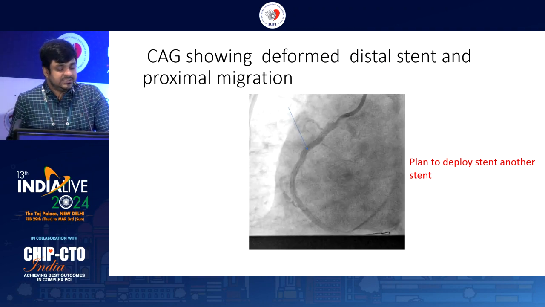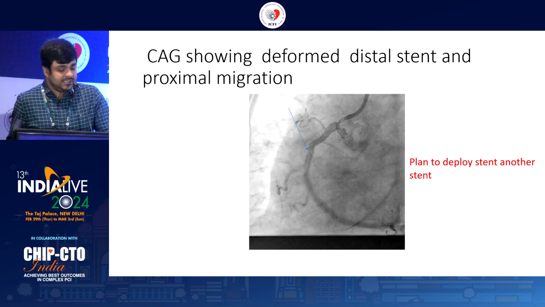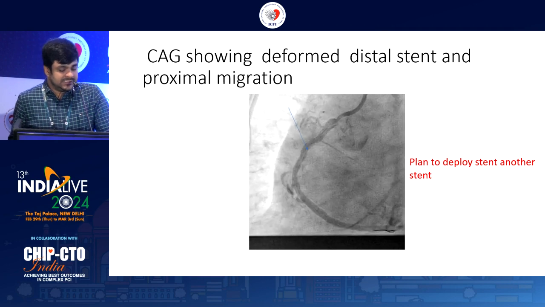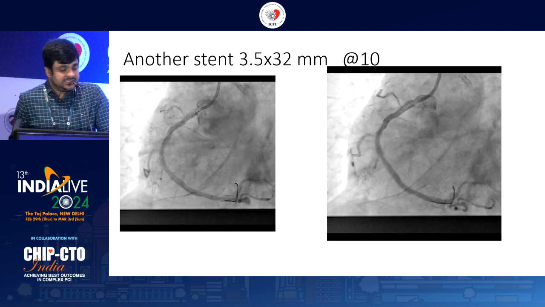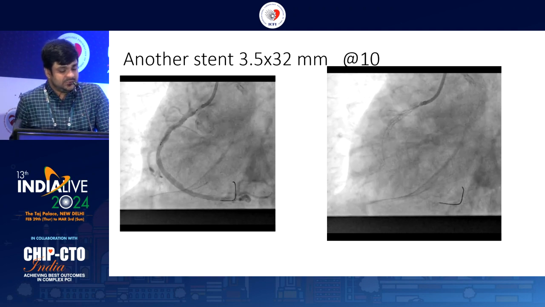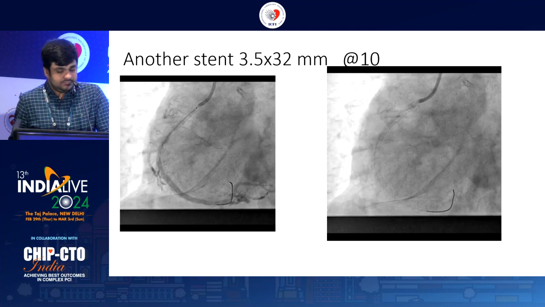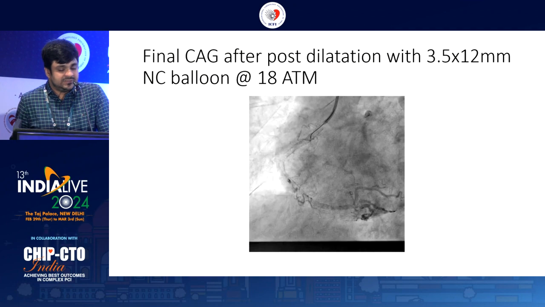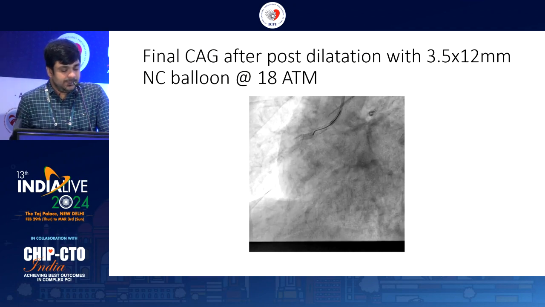So we can see that there is a proximal migration of the stent after deployment, and the distal deformed stent is here. So what to do next? We deployed another, bigger stent, a 3.5 x 32 drug-eluting stent at atmosphere to cover the stent and the lesion. This is the final angiogram after post-dilation with a 3.5 x 12 NC balloon at 18 atmospheres.